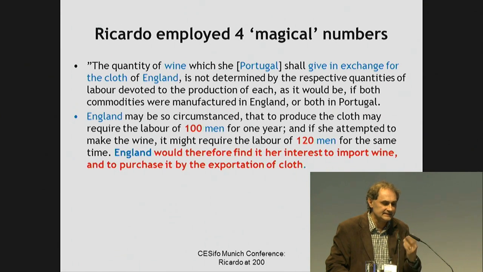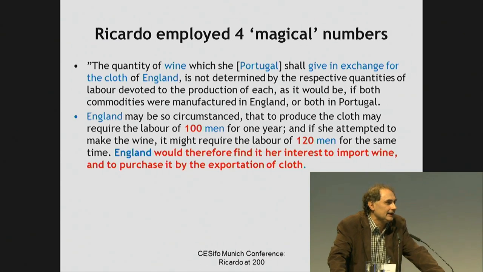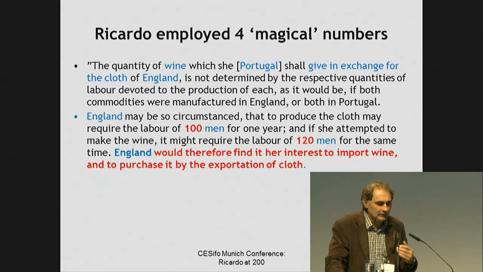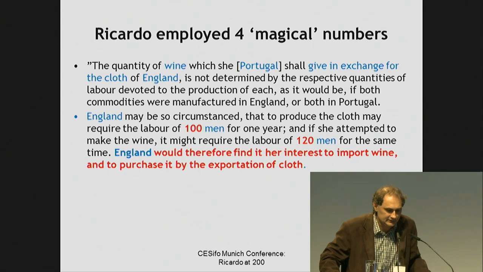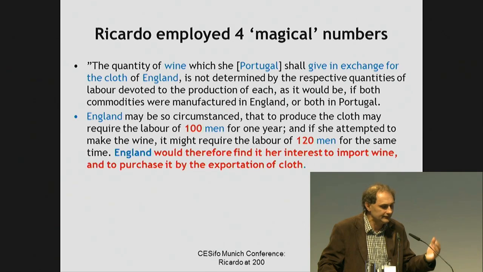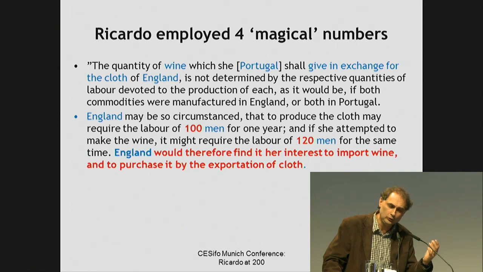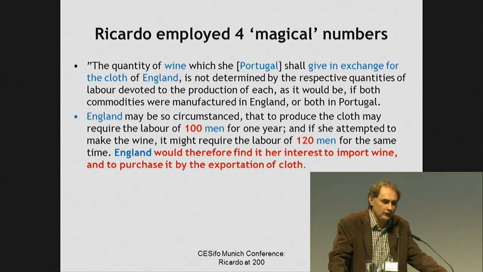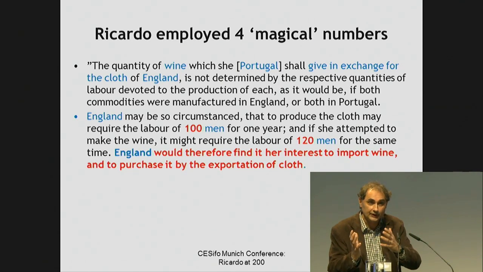Then the second paragraph talks about two numbers, and they are called four magical numbers because we consider them being the genesis of trade theory. And so England, when he says that it may require, in some circumstance, to produce cloth the labor of 100 men for 1 year. If she attempted to make the wine, 120 men. And based on those two numbers, he makes a conclusion. Okay? So England would find it of interest to import wine and purchase it by the exportation of cloth. This seems a self-contained logical statement. Based on those numbers, you have a conclusion.